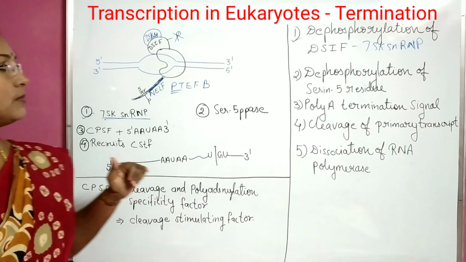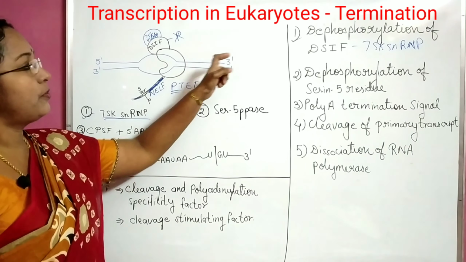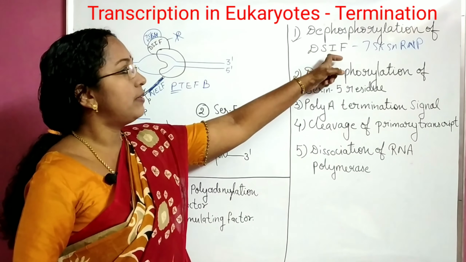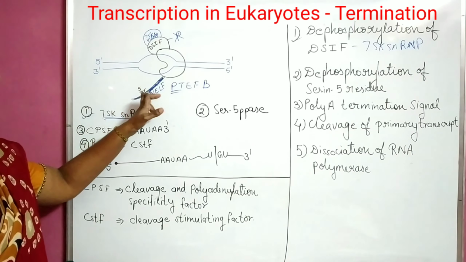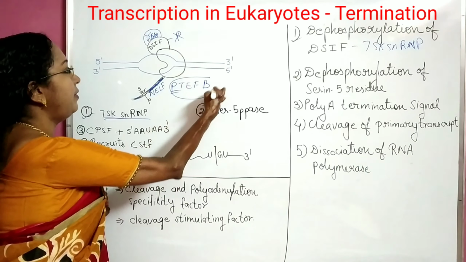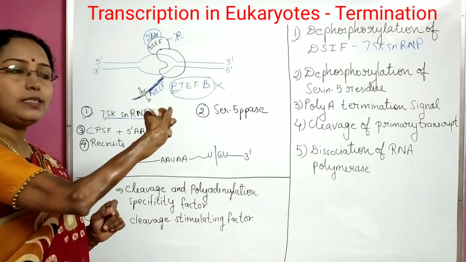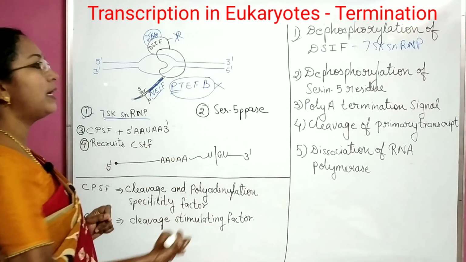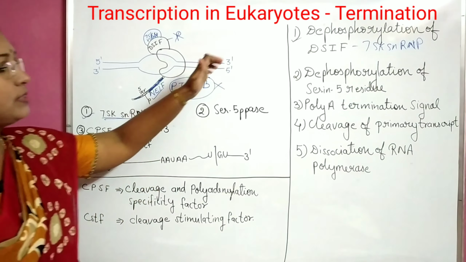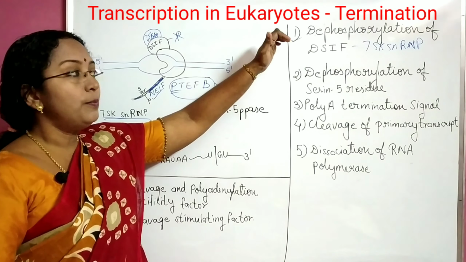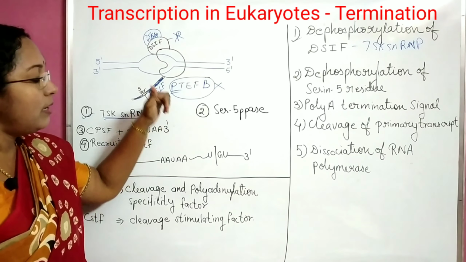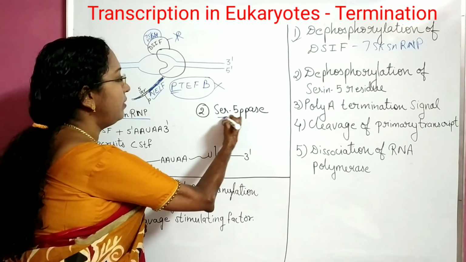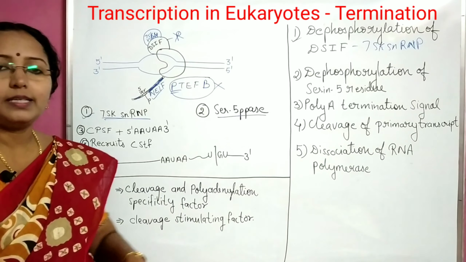Okay. So here the step is dephosphorylation of DSIFB by 7-SK snRNP. Because this phosphate is removed, the positive factor from the tail region is also removed. Instead, a negative factor comes and joins. So that is the first step. Now, because this negative factor comes and joins, another enzyme, serine 5 PPase, gets activated.